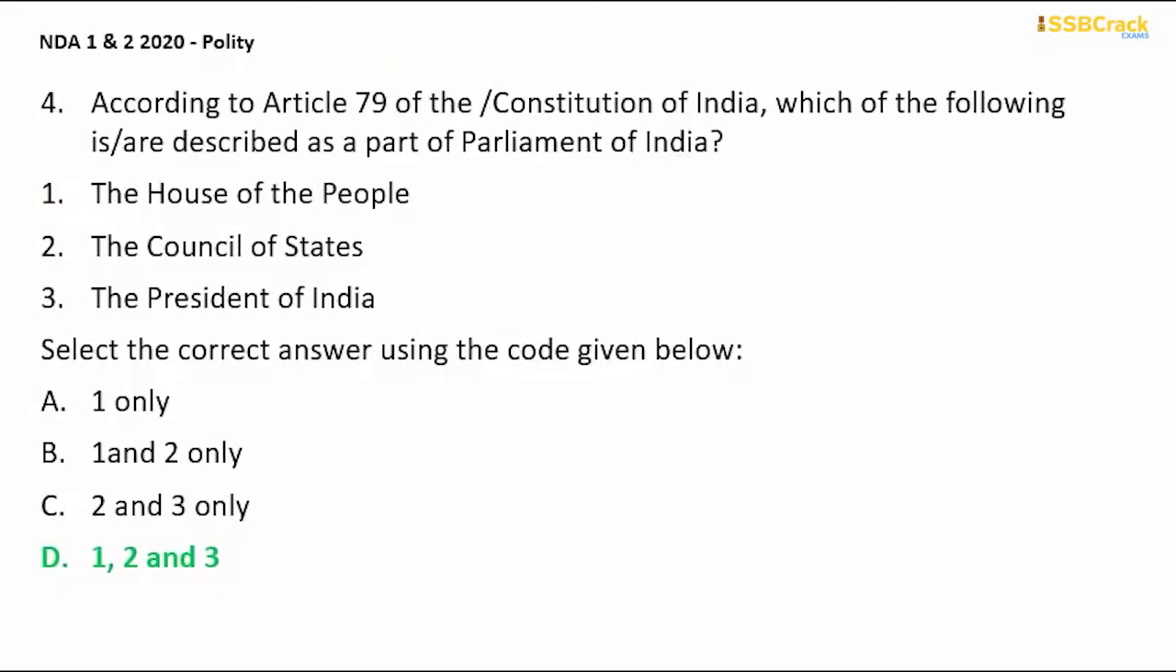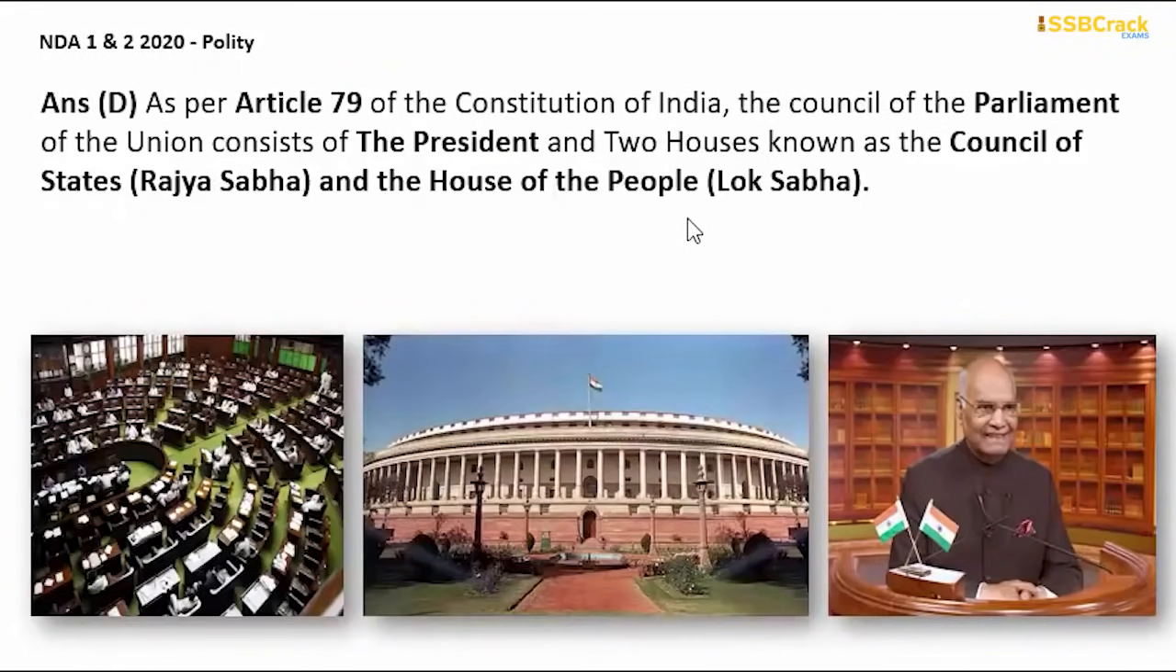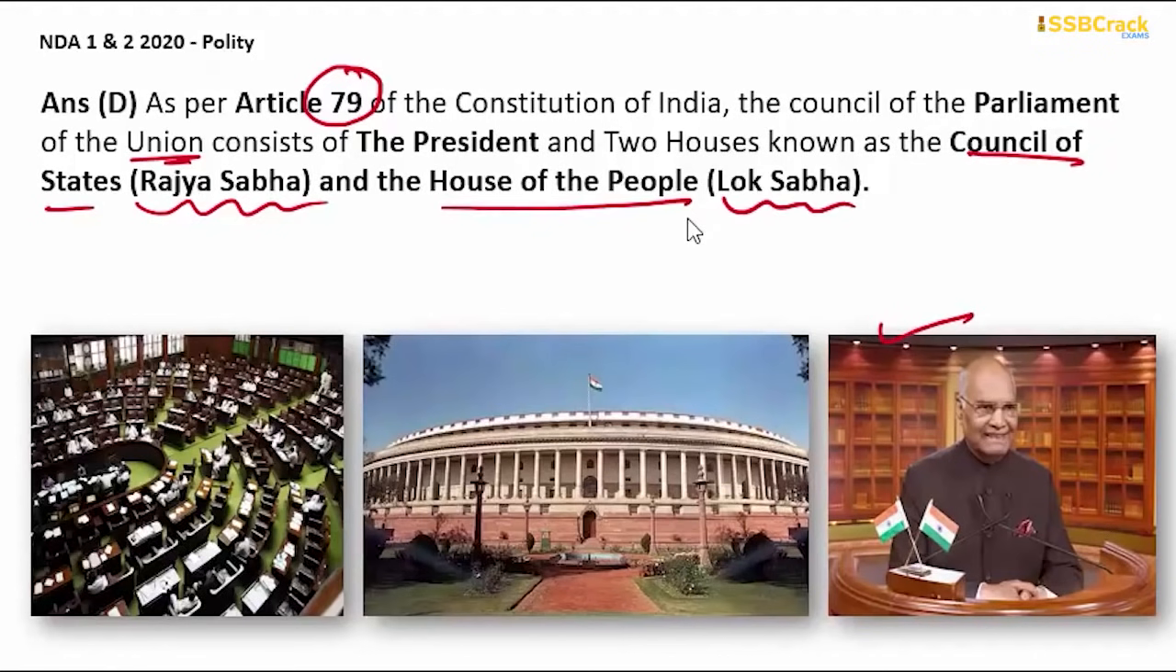So the correct answer is that all the three statements are correct, because as per Article 79, the Parliament of the Union consists of the President and two houses of the Parliament: the Council of States, which is Rajya Sabha, and the House of the People, which is Lok Sabha. All these three are collectively called the Parliament.